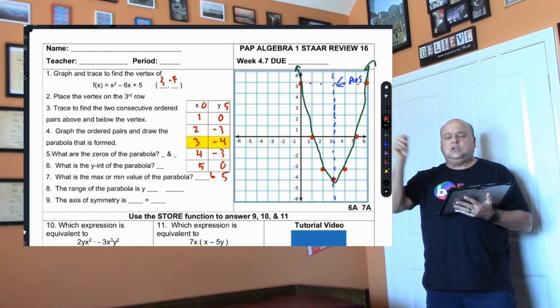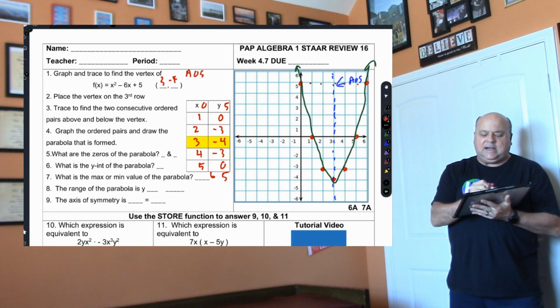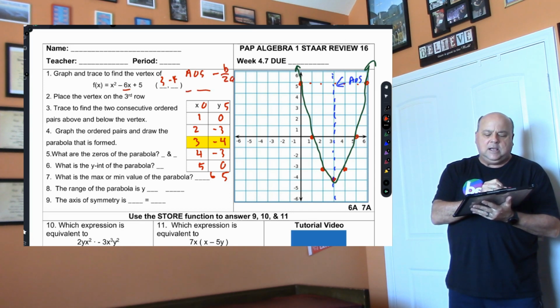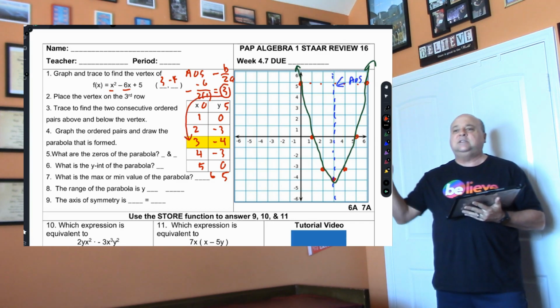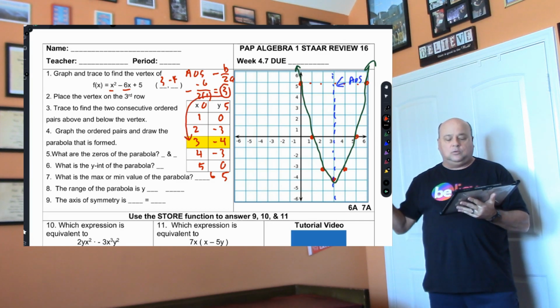Now then, our vertex was 3, negative 4. And remember, also on the formula chart, there's an axis of symmetry. It's negative b over 2a. If I were to do negative b over 2a, I would put negative 6 over 2 times 1. That's going to be equal to 3, which is that number. That's going to be my axis of symmetry, x equals 3.